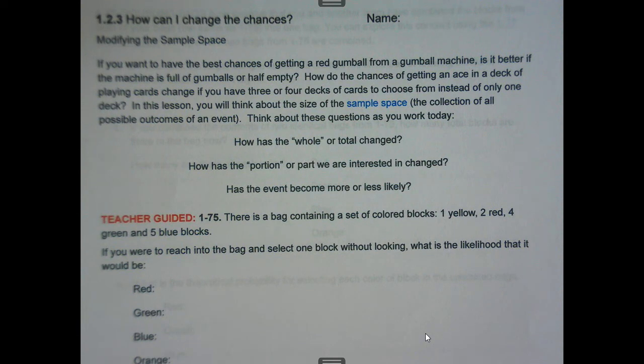In this lesson, we will think about the size of the sample space, which is the collection of all possible outcomes of an event. We're going to need to think about these questions as we work today. How has the whole or total changed? How has the portion or part we are interested in changed? Has the event become more or less likely?